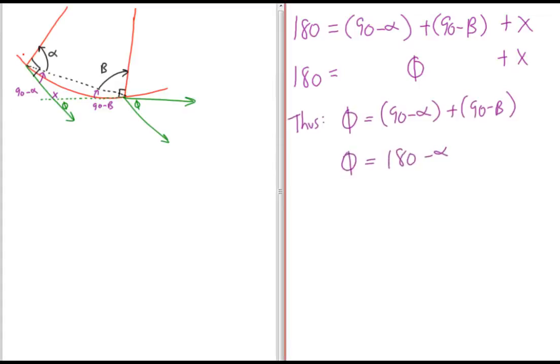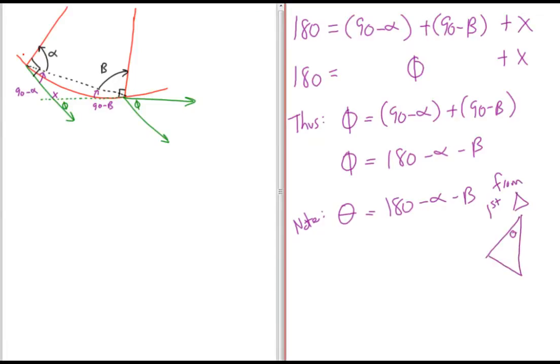A little bit of algebra, combine those 90s, so we have 180 minus alpha minus beta must equal phi. Now we're going to go back to that original triangle and recall that theta, which was at this point way up here, is equal to 180 minus alpha minus beta. Here's that triangle. Theta, alpha, and beta, obviously all three of those added up together equals 180.